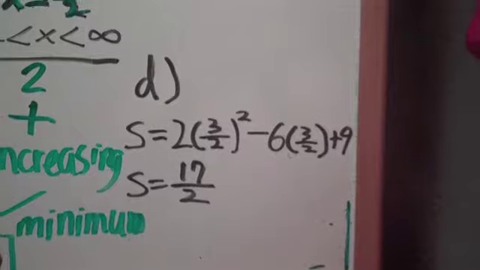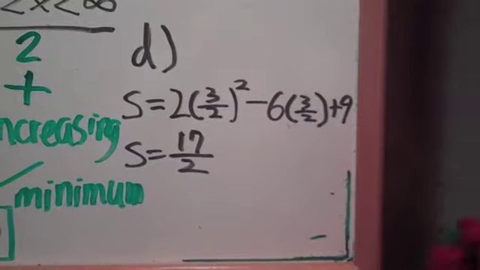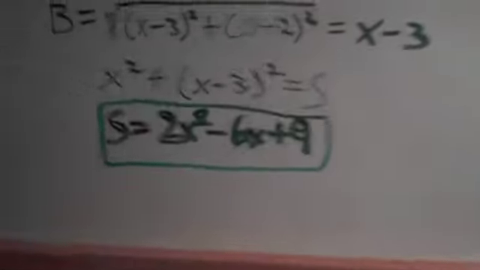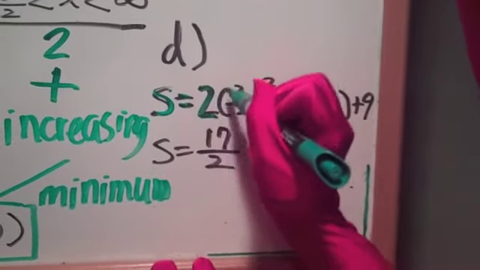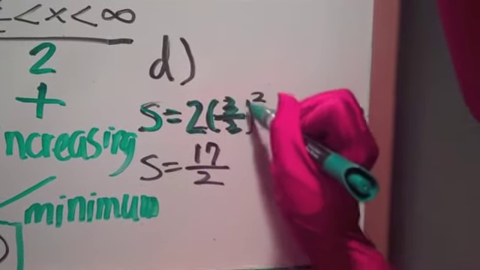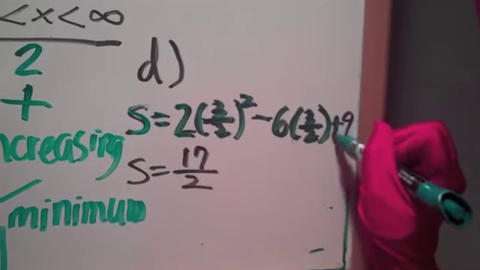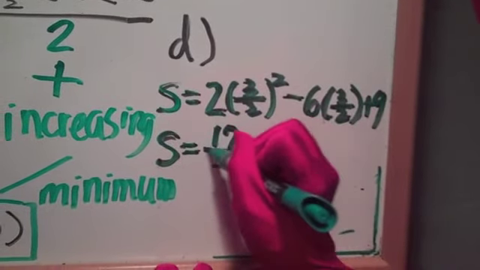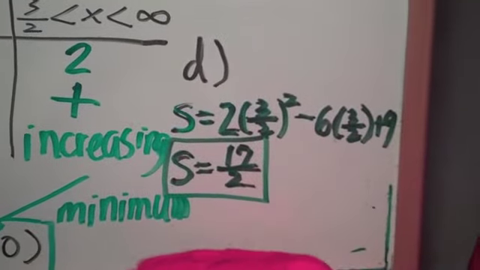In question D, we are asked to solve for s, or the sum. We can solve for the sum by plugging in the value of x back into the original equation. This would give the equation 2 times the quantity of 3 halves squared minus 6 times the quantity of 3 halves plus 9. Solved out, s equals 17 over 2. That is the minimum distance that the point yields.